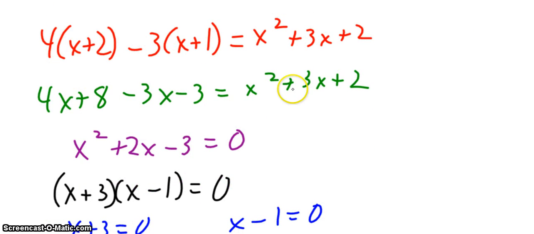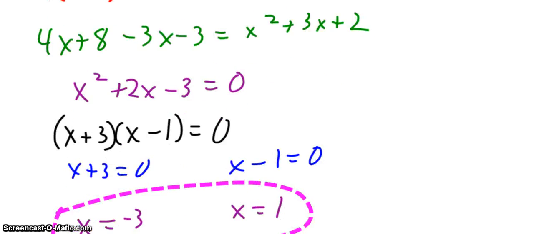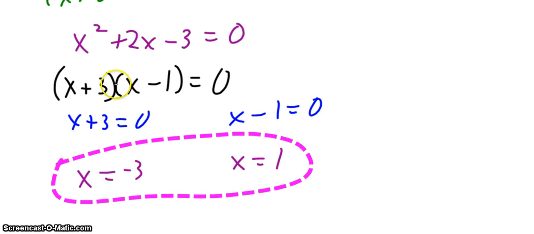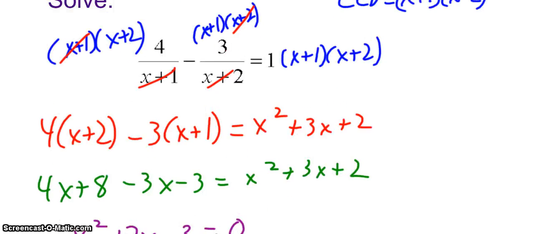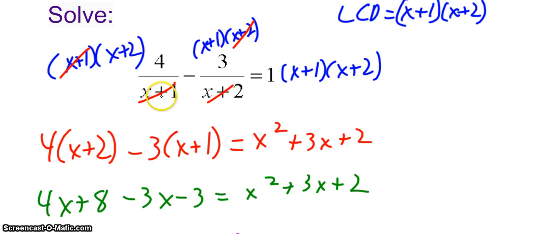Distribute, combine like terms, and I get x squared plus 2x minus 3 equals 0. This factors into x plus 3 times x minus 1. Set each factor equal to 0, and I get x equals -3 and x equals +1. I do have to check for extraneous solutions, but if I plug either of those back in, I do not get a 0 in the denominator, therefore those are good solutions.